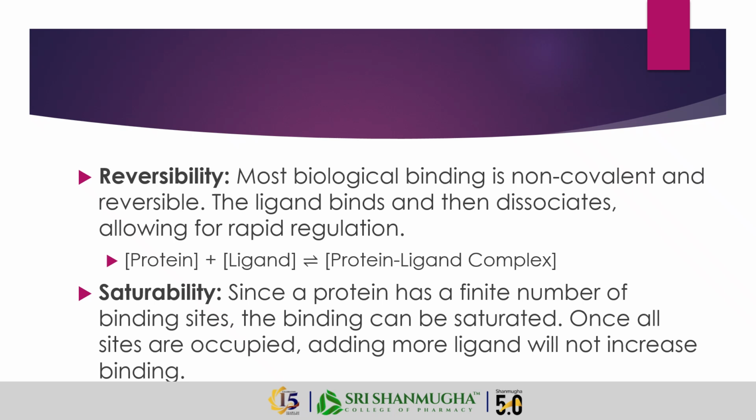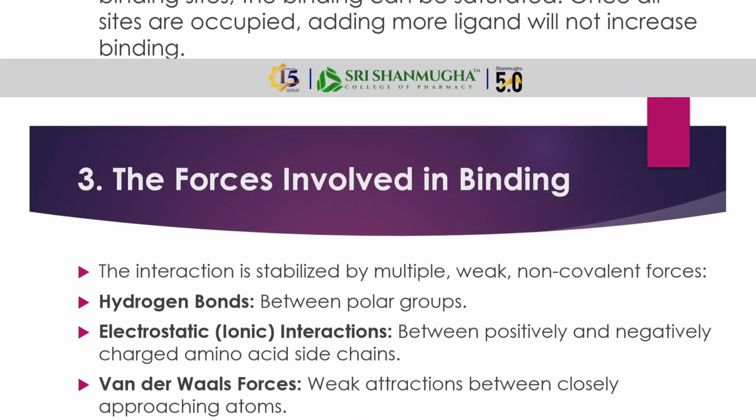Reversibility: most biological binding is non-covalent and reversible. The ligand binds and then dissociates, allowing for rapid regulation. Protein plus ligand gives a protein-ligand complex. Saturability: since a protein has a finite number of binding sites, the binding can be saturated. Once all sites are occupied, adding more ligand will not increase binding.